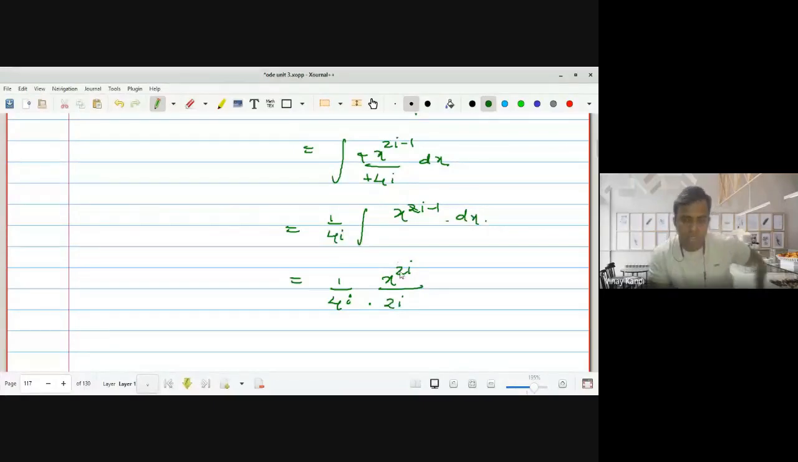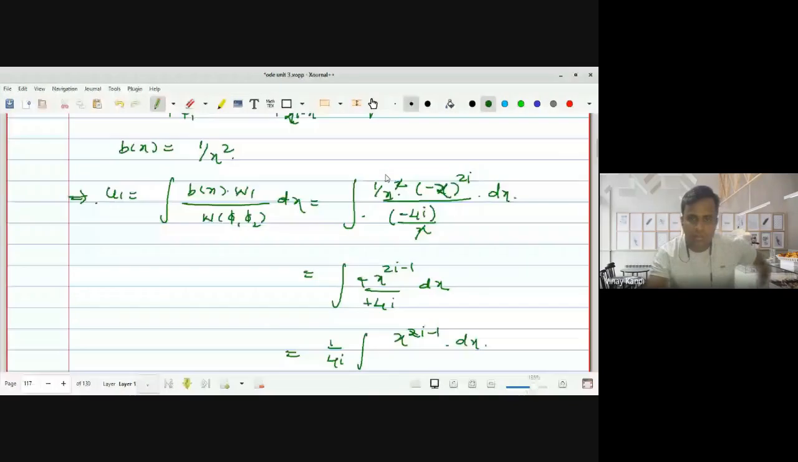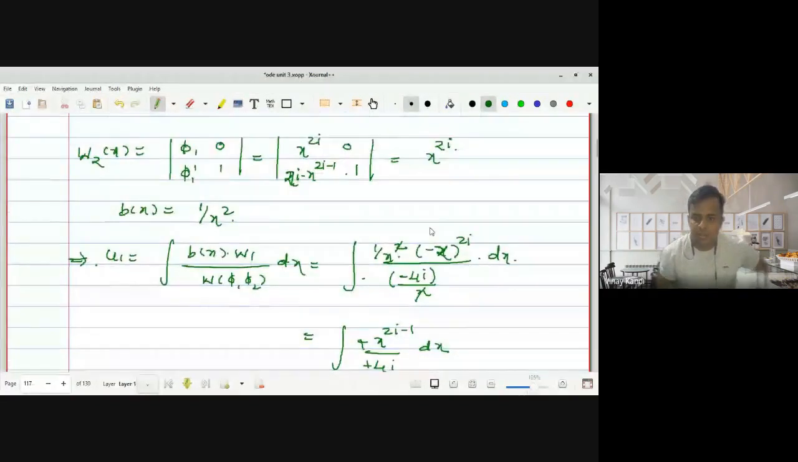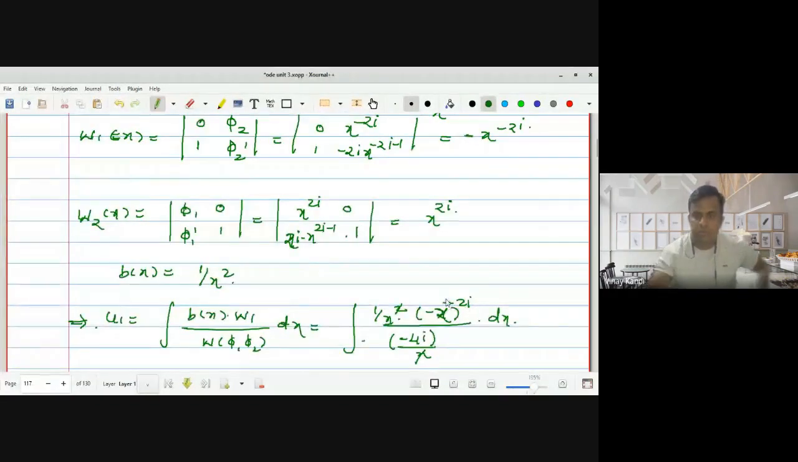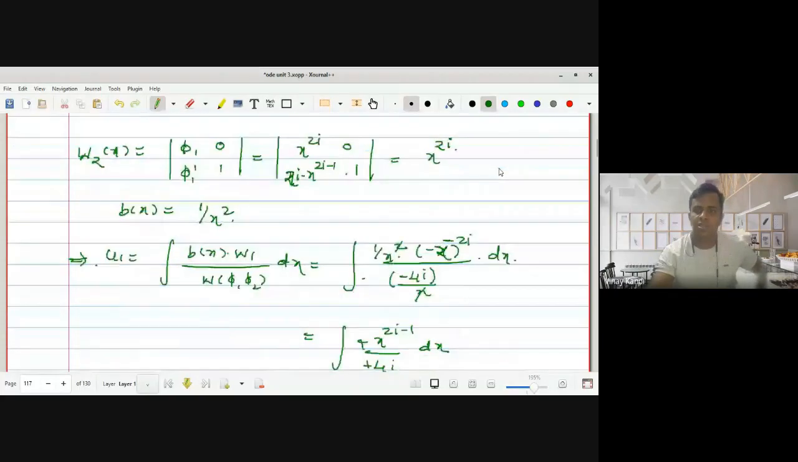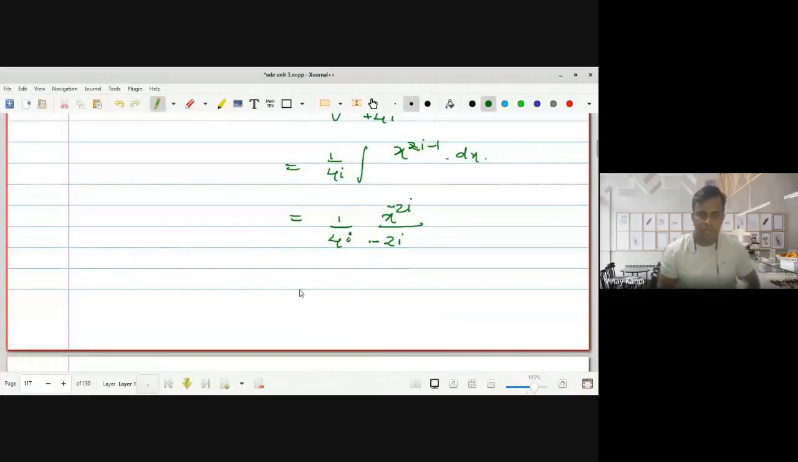Minus 12. Minus 12. Wait a minute. W1, minus x, sorry, minus x is to minus 12. Okay, the value of W1 is minus x raised to minus 12. So here we get minus 12. It is minus 12. So that is equal to minus a.